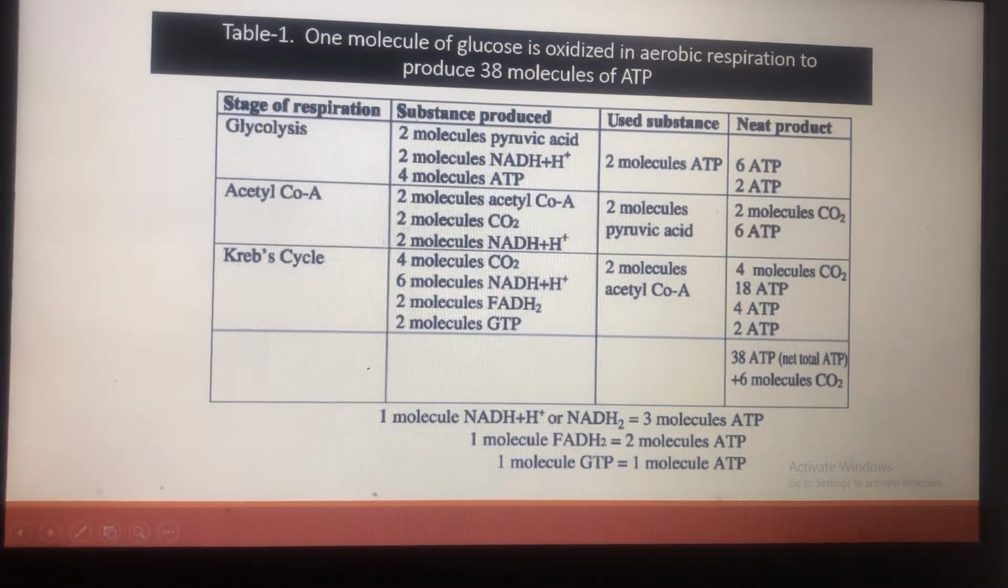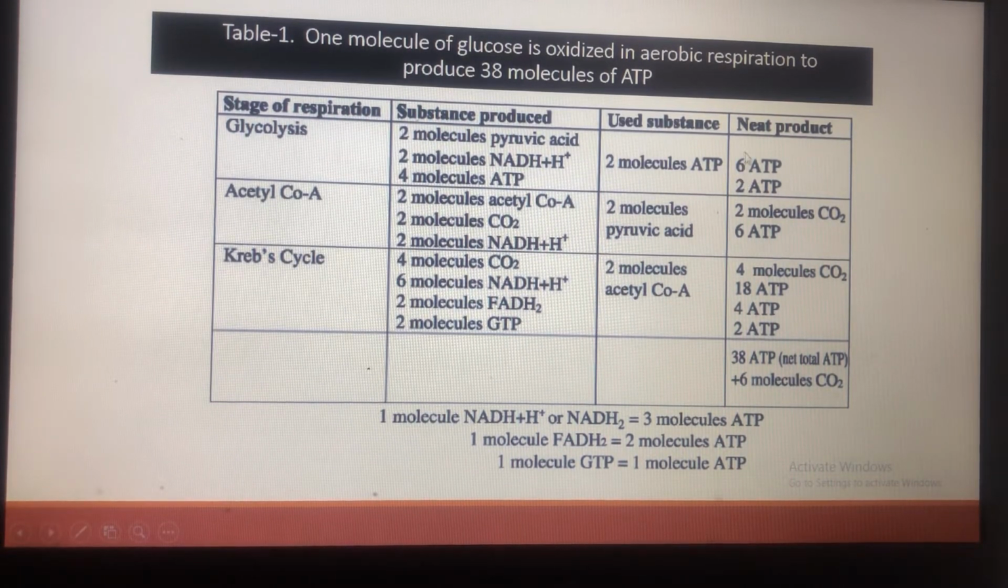Next is the table that shows the net produced energy from one molecule of glucose during aerobic respiration. So here first are the stages of respiration. In glycolysis, the substances that were produced were 2 molecules of pyruvic acid, 2 molecules of NADH plus H plus and 4 molecules of ATP, but we got to know that among these 4 molecules of ATP, 2 molecules get used, and as a result 2 molecules of ATP are produced, and here you can see that 6 molecules of ATP is produced.